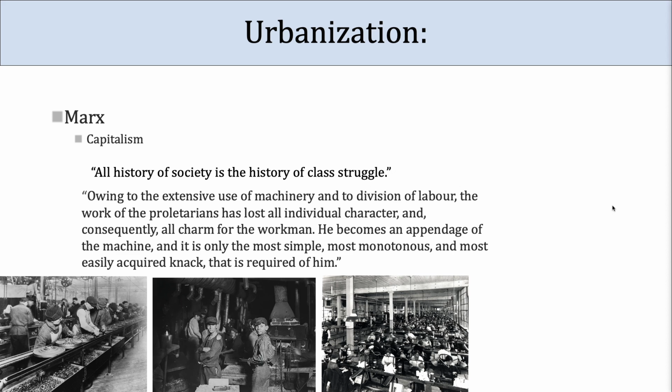And then he also says this. He says, "Owing to the excessive use of machinery and the division of labor, the work of the proletarians has lost all individual character." And I want you to think about your own individual jobs. Does this describe your job? And in many ways, I think it describes a lot of people's jobs, right? "Proletarians have lost all individual character and consequently all charm of the workman. He has become an appendage of the machine and is only the most simple, most monotonous, and most easily acquired knack that is required of him."